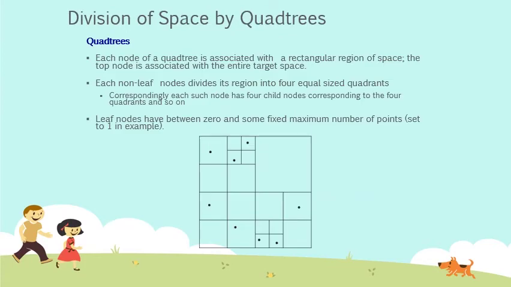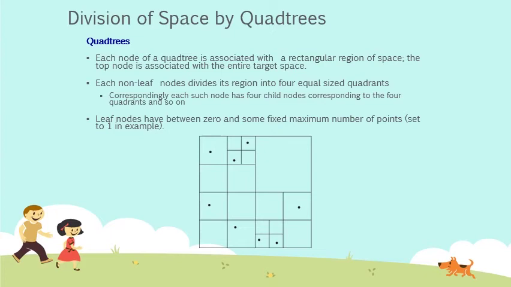An alternative representation for two-dimensional data is a quad tree. An example of the division of space by a quad tree appears in the following figure. The set of points is the same as that in the previous figure. Each node of a quad tree is associated with a rectangular region of space. The top node is associated with the entire target space. Each non-leaf node in a quad tree divides its region into 4 equal-sized quadrants, and correspondingly each such node has 4 child nodes corresponding to the 4 quadrants. Leaf nodes have between 0 and some fixed maximum number of points.